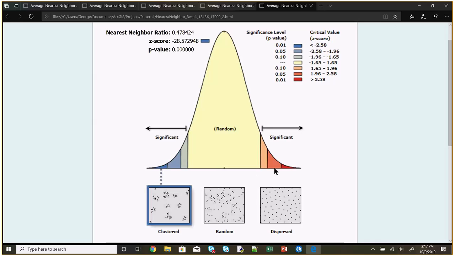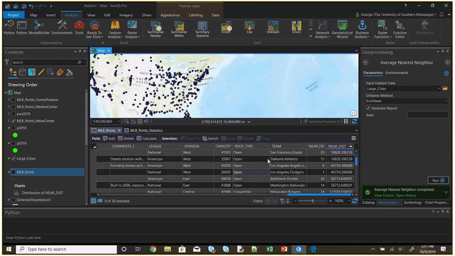Which one would be more significant, the outskirts or the middle? Yeah, the further you go this way, the more significant it is. Okay, so we're very significantly clustered when it comes to our cities then. Yeah, well, we were right. We're way significantly clustered. Yeah. Okay.